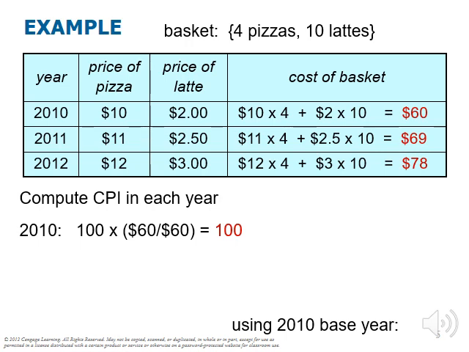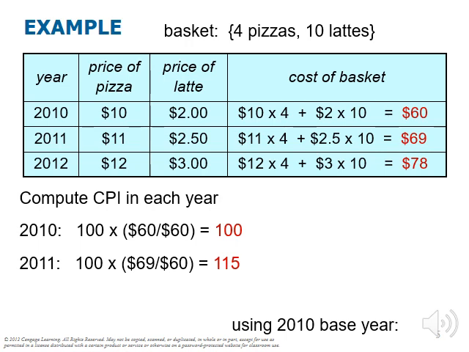For 2010, we will take the cost of the basket in 2010, $60, divide it by the cost of the basket in the base year, also $60, and multiply it by 100. The CPI for 2010 is 100. Notice that 2010 is our base year.